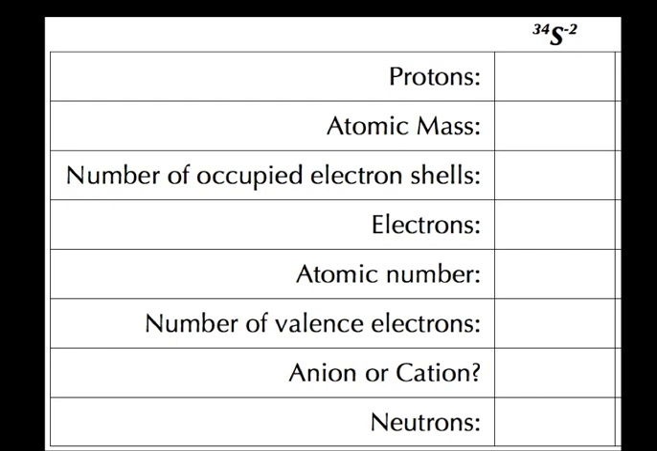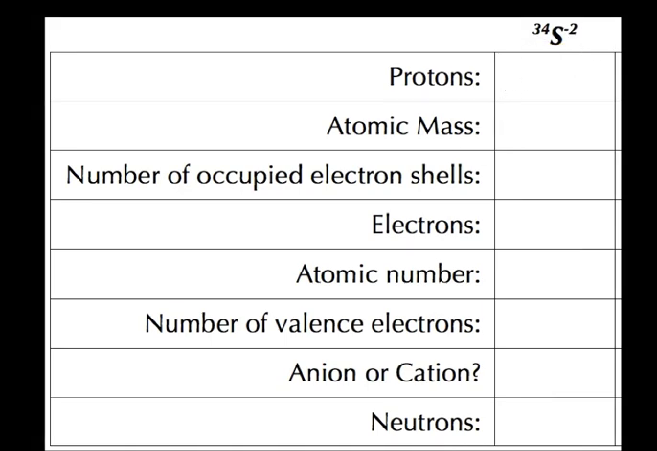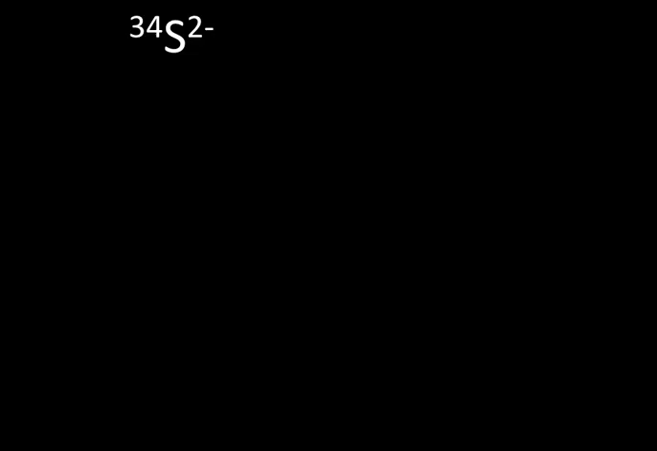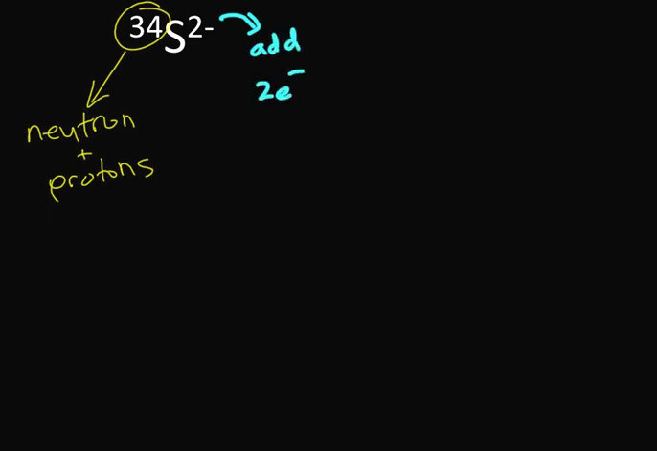Let's try a problem like this where we're asked to find some information about some ion. Let's first think more about this notation. What does this all mean here? Well, the 34 indicates the number of neutrons plus protons. The -2 here means we've added 2 electrons to the atom. So we have to add 2 electrons.